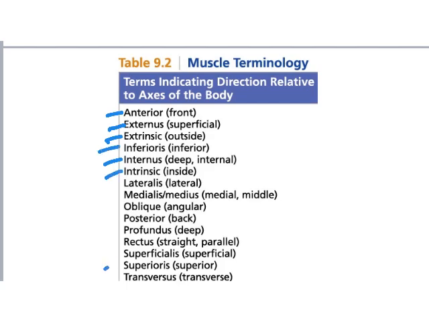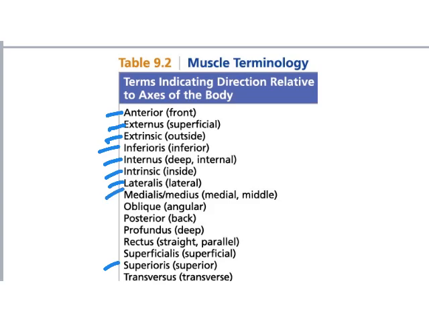Inferioris and superioris, we're going to see that when we get to the muscles around the mouth and the lips. You're going to have some of the same muscles, but they're going to have superioris or inferioris attached to the name to help you know which one is elevating the top lip and which one is depressing the lower lip, for example.